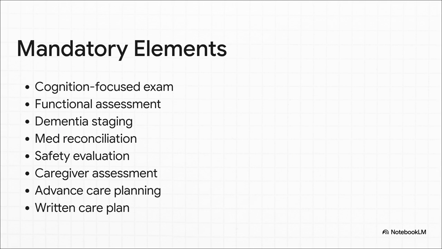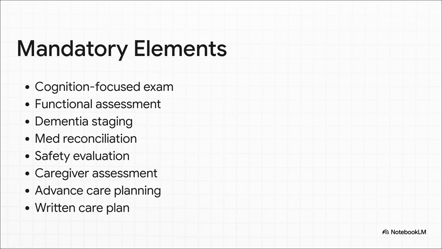Notice the mandatory elements required here. This is literally an all-or-nothing code. To report 99483, your documentation must contain every single one of these mandatory elements. You need a cognition-focused exam and history. You need a functional assessment of their daily living activities. You absolutely must use a standardized tool for dementia staging like the FAST or CDR scales. You've got to do a medication reconciliation, specifically looking for high-risk meds.